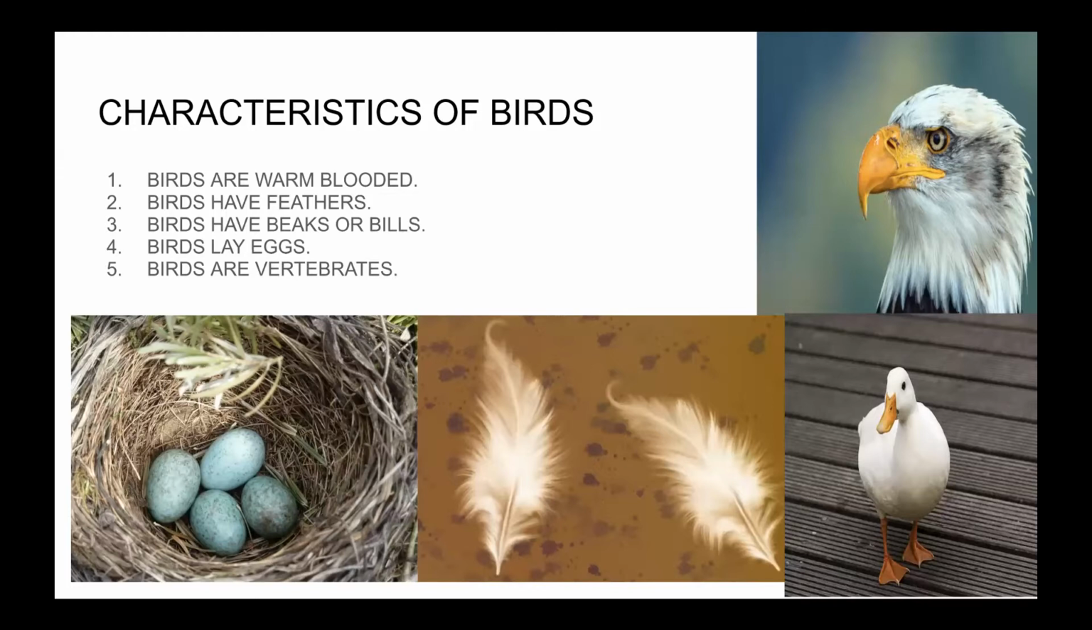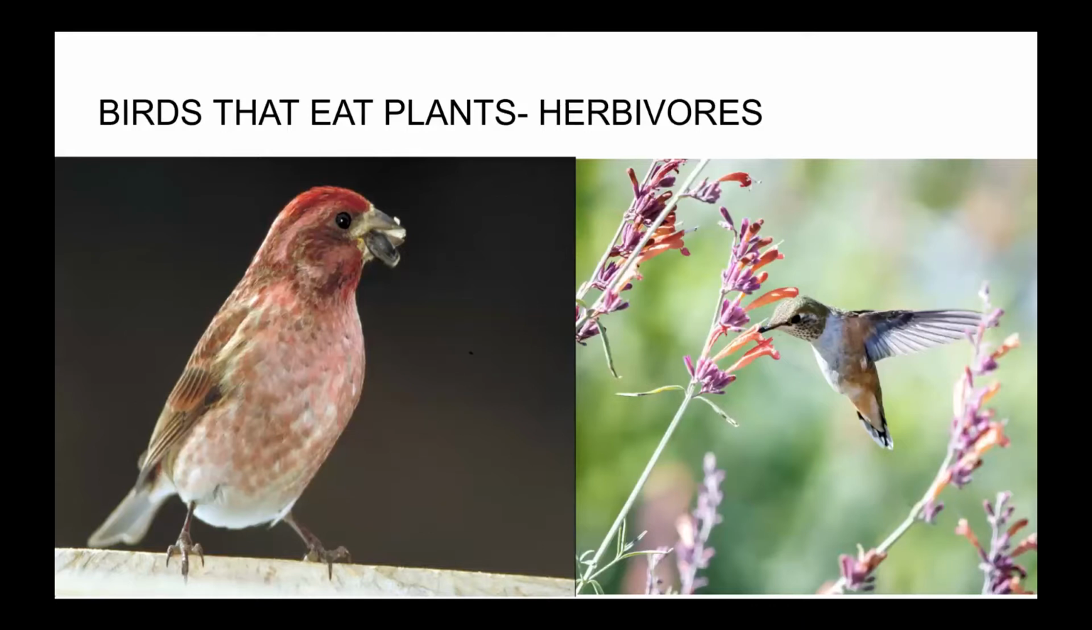The function is the type of food, the ability to eat the food they eat. Number 4, birds lay eggs. We've already been over that. Number 5, birds are vertebrates. Now, birds that eat plants are called herbivores. Herb means plant, vor means eater. Here's a purple finch eating a seed, and a butterfly, a hummingbird drinking nectar from a flower.